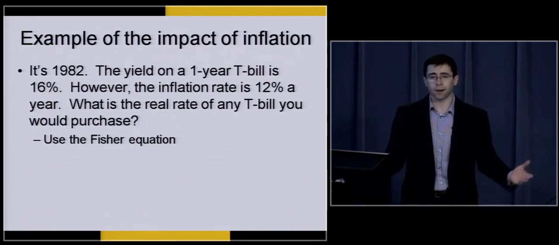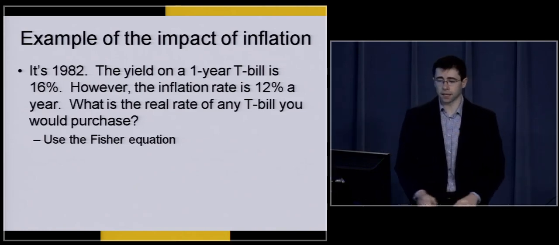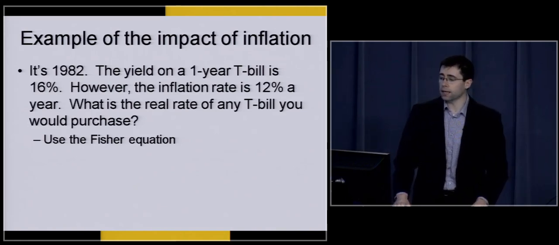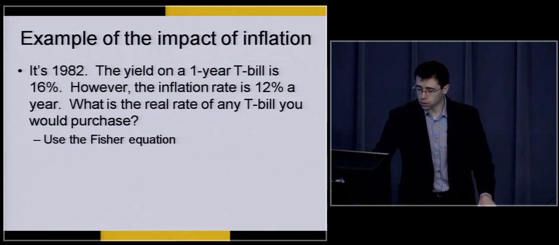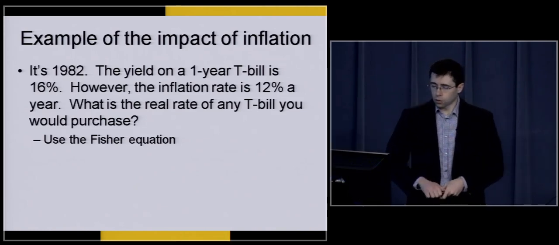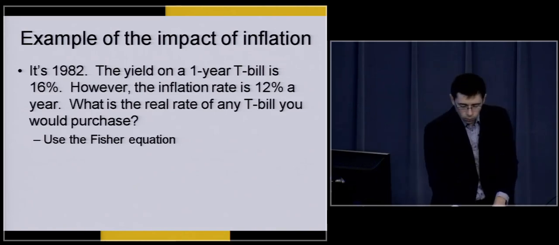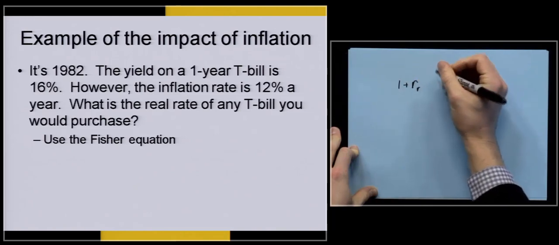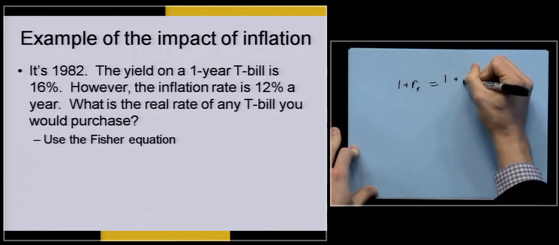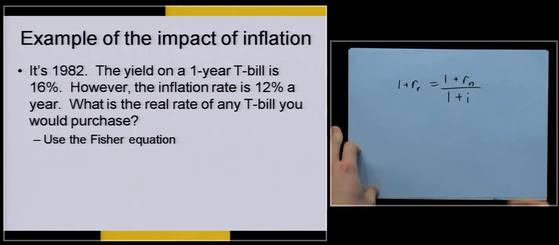economy. So scenario, it's 1982 and the yield on a one-year T-bill is 16%. However, the inflation rate is 12% a year. What is the real rate of any T-bill you would purchase? Let's use the Fisher equation. So I'm going to crank out some numbers on pad and paper. So our real interest rate, or rather I should say 1 plus our real interest rate, is equal to 1 plus the nominal interest rate divided by 1 plus our inflation rate.